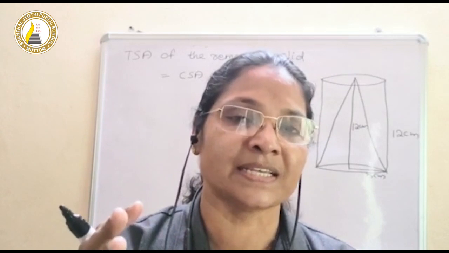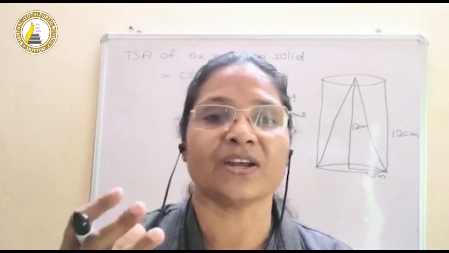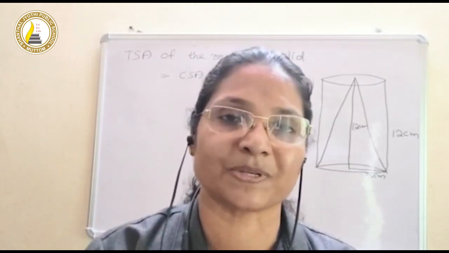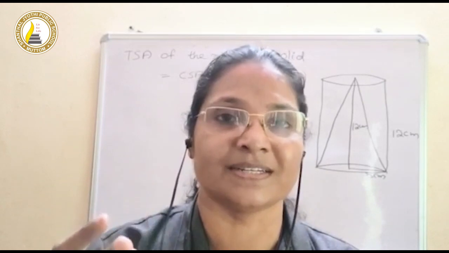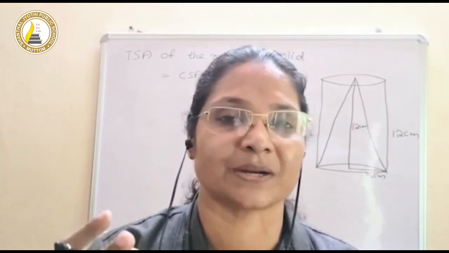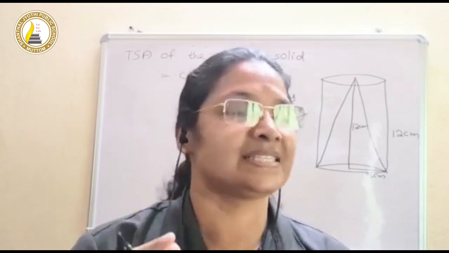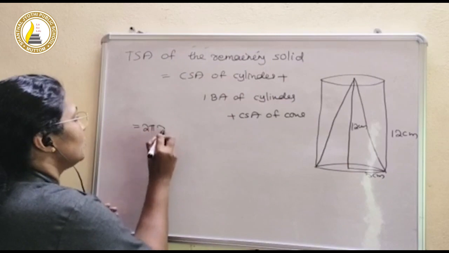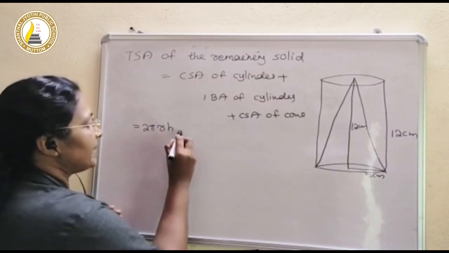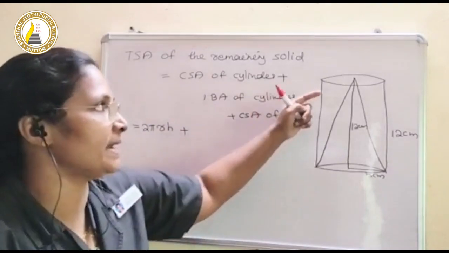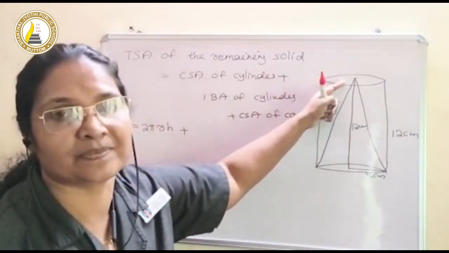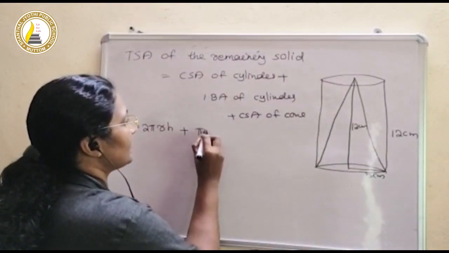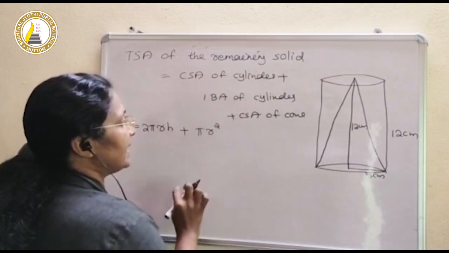Total surface area means all the faces we can see. Calculate the areas of the respective faces and add to get the total surface area of the remaining solid. That is what is needed first. CSA of cylinder. What is the CSA of cylinder? It is 2 pi RH. What is the base area of cylinder? See, the base of the cylinder is a circle. What is the area of a circle? That is pi r square. So, base area of cylinder is pi r square.